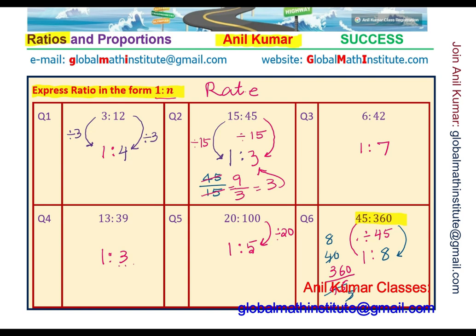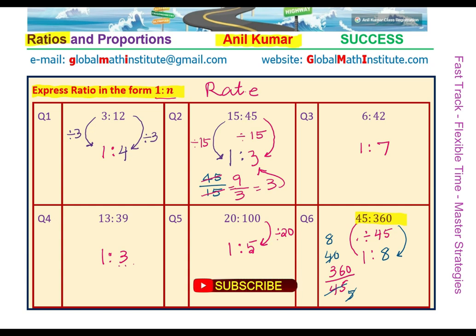So with that, you have understood how we write a given ratio as a rate, or 1 is to what. Very important thing. And we have also seen different ways of looking at it: one by dividing both terms by the same number, the other by what times what can work for you. I hope it makes sense.